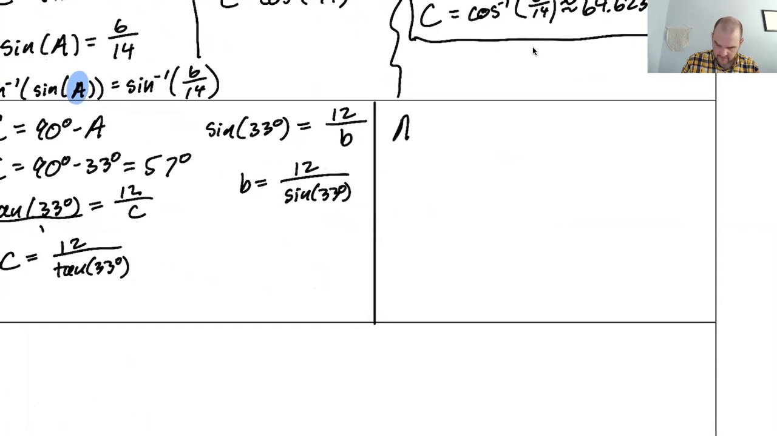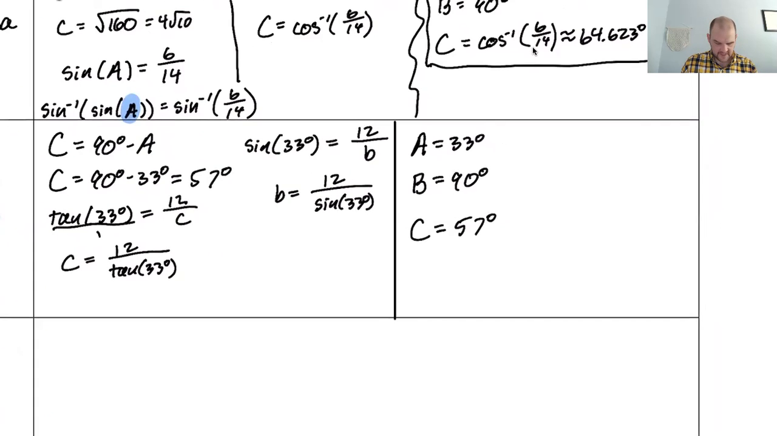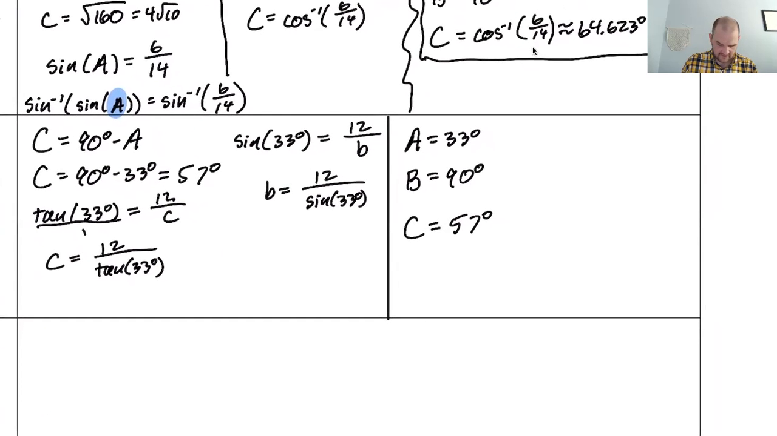Okay, so we know A is given, it's 33. B is given, it's 90. C, we calculated, was 57. And then side A was given and was 12. Side B, the exact value of side B is 12 divided by the sine of 33. The exact value of side C is 12 divided by the tangent of 33.